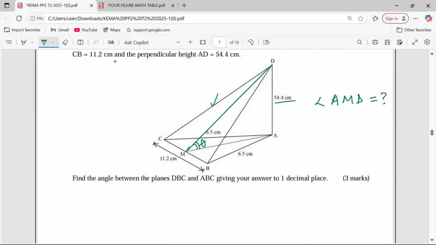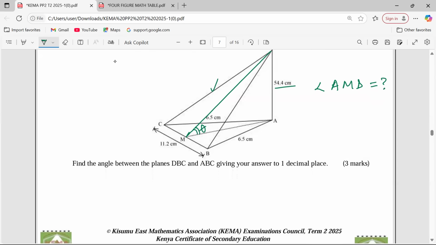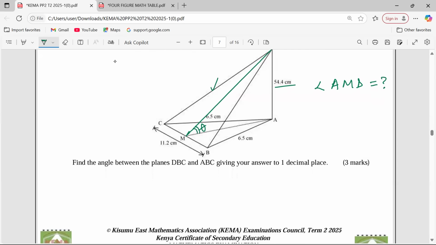Now, for me to get the value of angle theta, then I'm supposed to be having some lengths here. We need the length from M to B. Remember, M is the mid. Therefore, 11.2 divided by 2, this is giving us 5.6. So the length here is 5.6. And we are also having another length here of 6.5.